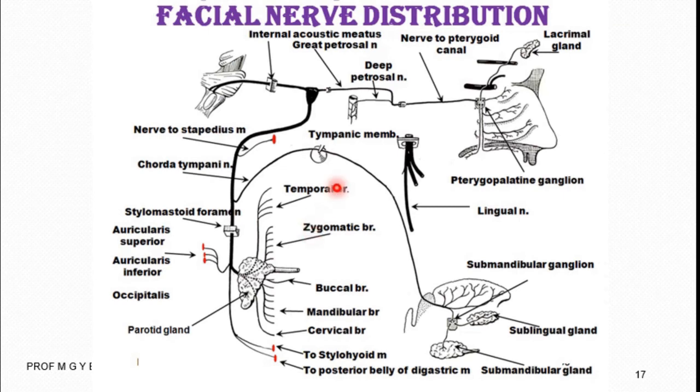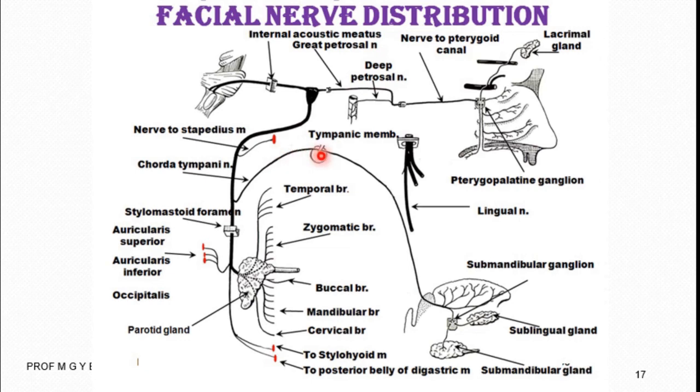Facial nerve. Within the canal, as we said, that is the deep petrosal, that is the greater petrosal, joining the deep petrosal to form the nerve of the pterygoid canal, to terminate in the pterygopalatine ganglion, where it will give secretory motor fibers to all the nasal glands, the lacrimal glands, the palatine glands, and the pharyngeal glands. That is the nerve to stapedius, the chorda tympani, the largest nerve within the tympanic cavity, very close to the tympanic membrane, as we said.